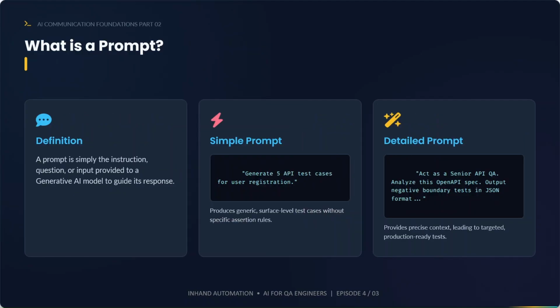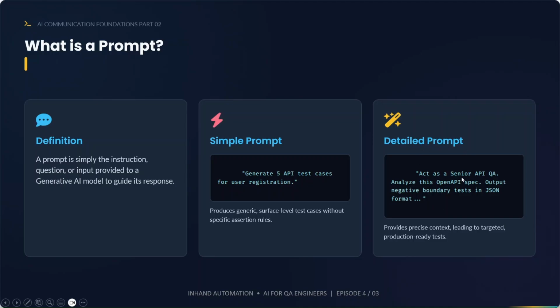So let's go one step deeper and understand prompt engineering. Before that, let's understand what a prompt is. A prompt is basically the instructions or inputs that we provide to a generative AI system. For example, I am writing just two words: explain Selenium. This is a prompt. I am writing, generate 5 API test cases. This is a prompt. Analyze this error. This is a prompt. But a prompt can also be much more detailed.